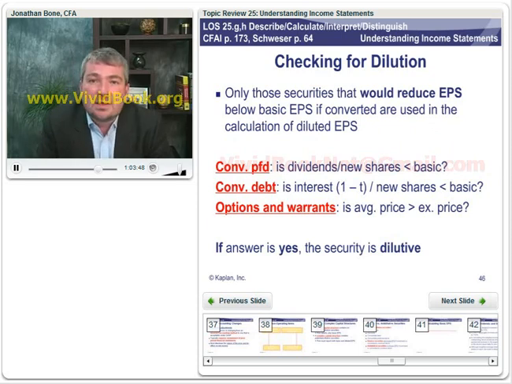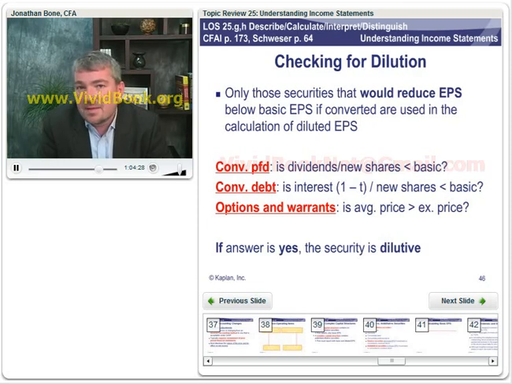We've already mentioned that a security is dilutive if it would cause earnings per share to fall in the current period. In order to identify that, we're going to compare it to basic EPS. Essentially, for a convertible preferred stock, remember the impact on the numerator is the dividend saved, and the impact on the denominator is the number of new shares created. If that is lower than basic EPS, it's dilutive. If it's higher than basic EPS, then it's anti-dilutive. And remember, if a security is anti-dilutive, then we ignore it. We only include dilutive securities in our diluted EPS calculation.